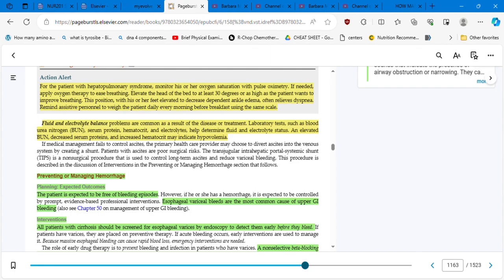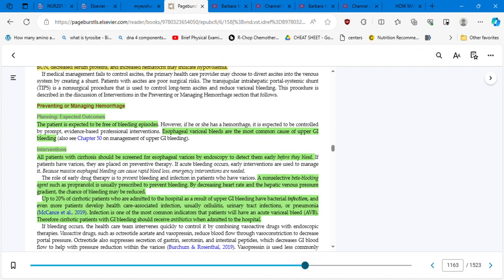Blood urea nitrogen, serum protein, hematocrit, and electrolytes help determine fluid and electrolyte status. An elevated BUN, decreased serum protein, and increased hematocrit may indicate hypovolemia.